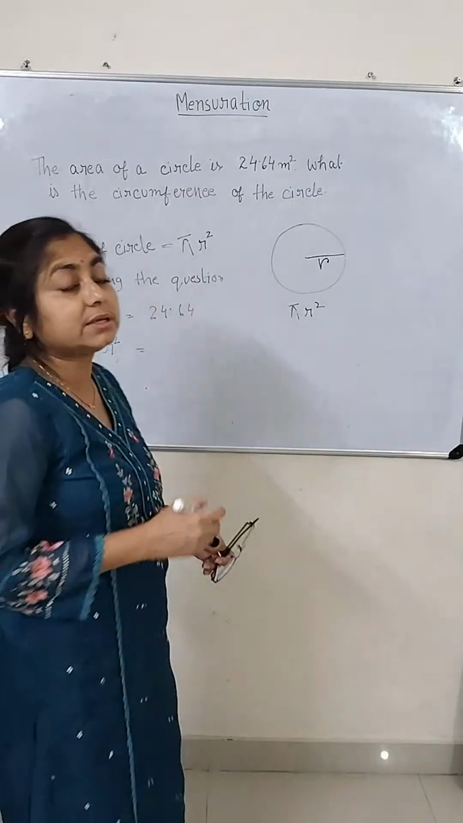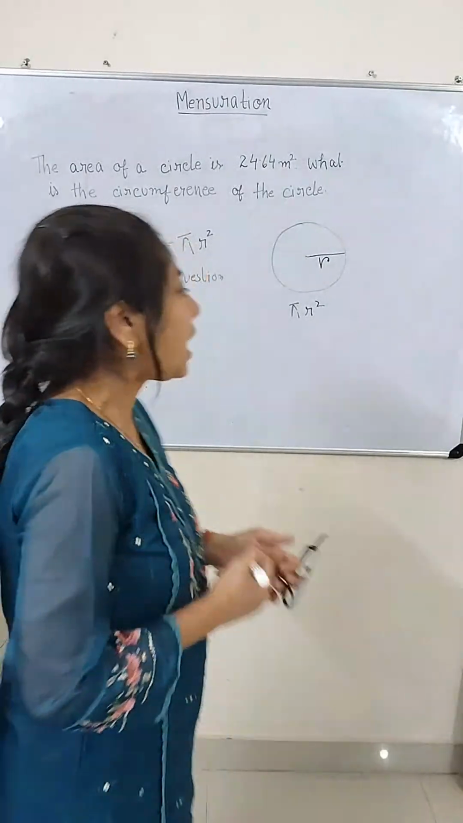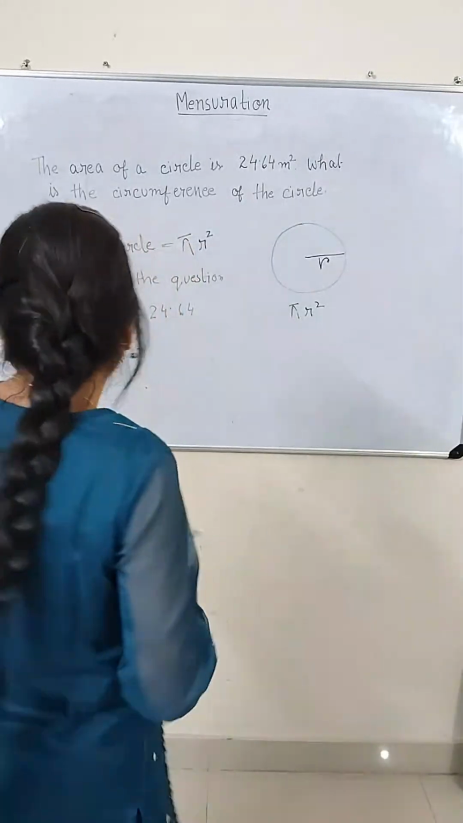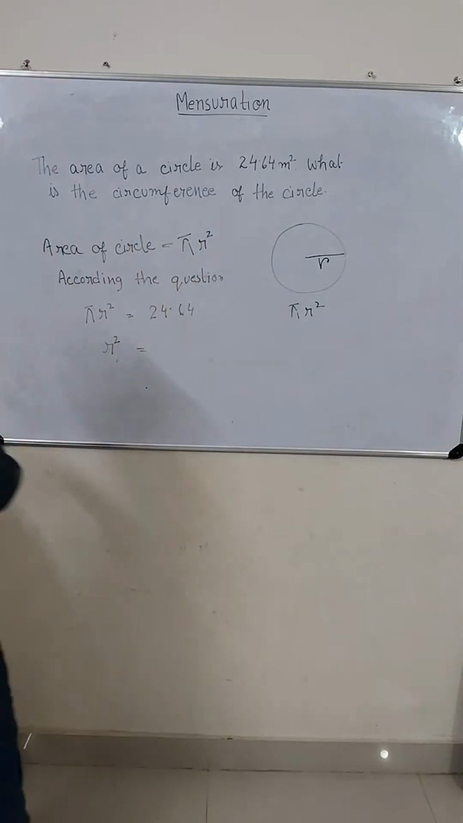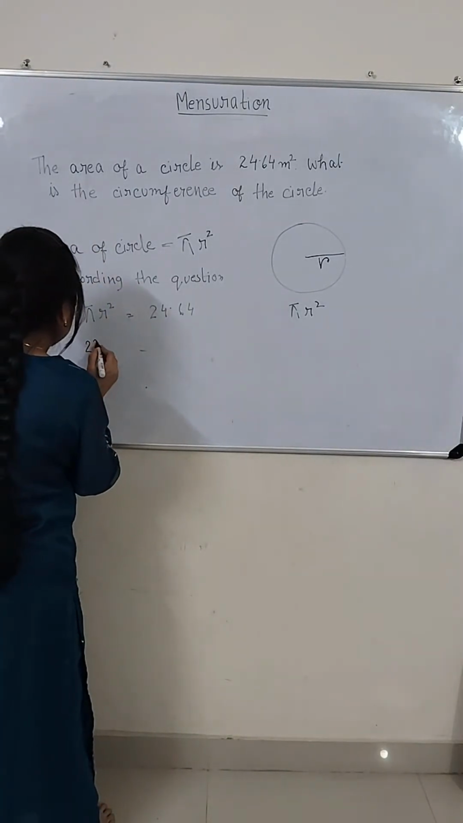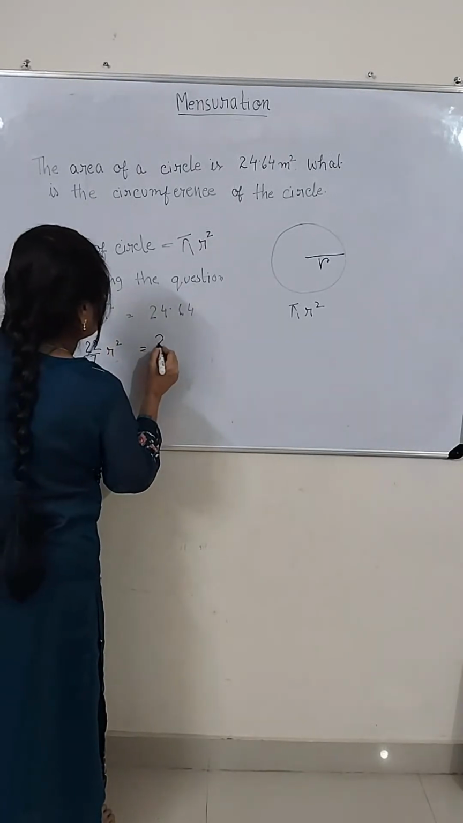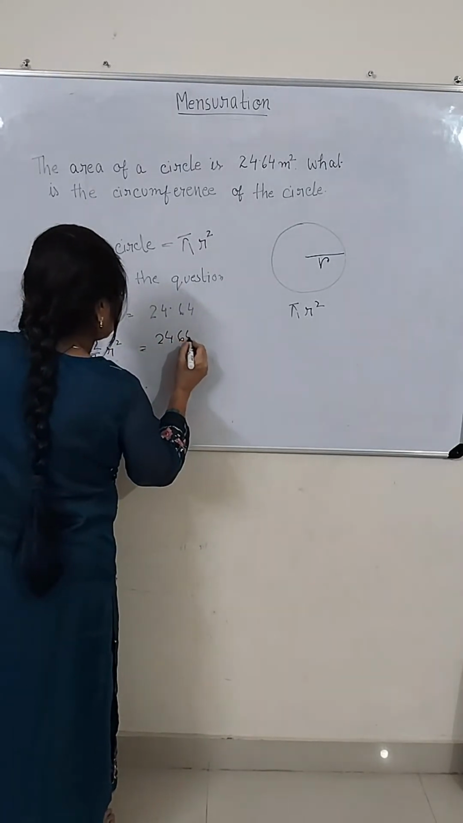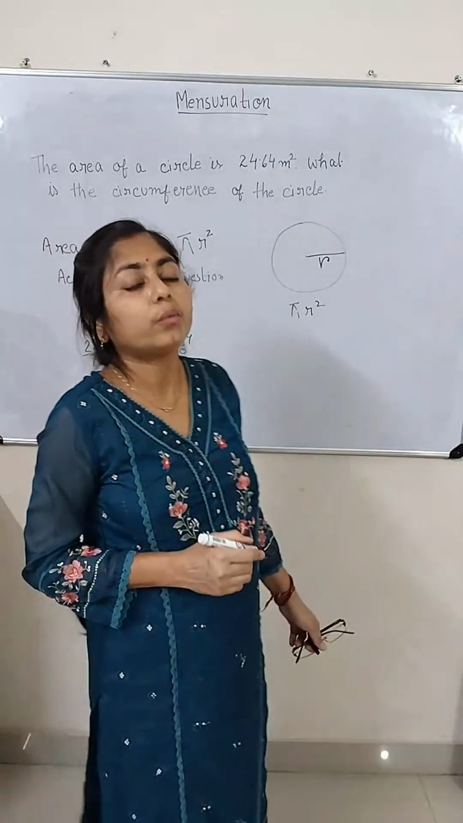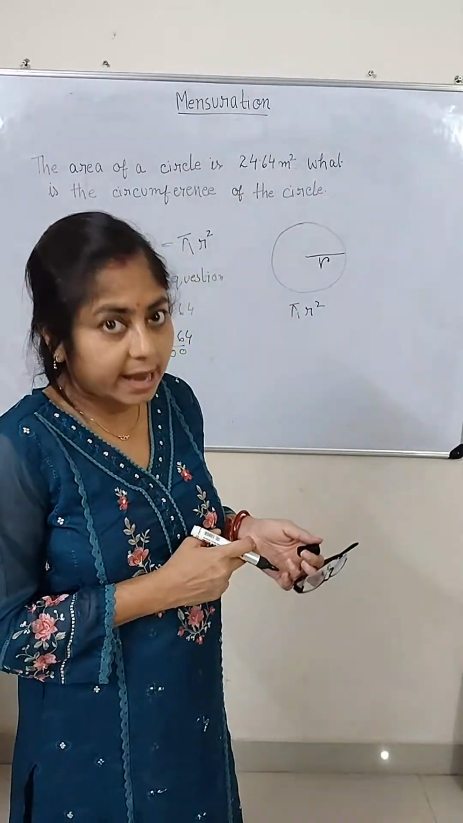What is the next step? I put the value of pi. I write the value of pi, then I shift it, and then it is easy for you. One thing: when you shift anything, at that time the sign should be changed.